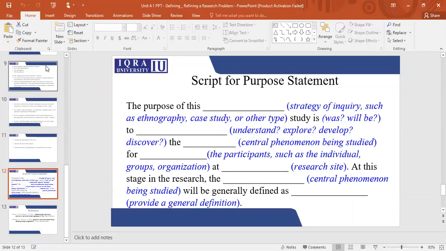If we talk about a script, it is something like this. You say that the purpose of this case study, phenomenological study, or ethnography, the purpose of this phenomenological study is, or was, or will be, depending on whether you're writing a report or a proposal, to understand, explore, or develop the main phenomenon, the main area. Then after the "for," you talk about the context, and then where. And then after that, you talk about which phenomenon is going to be discussed, and what the working definition will be.